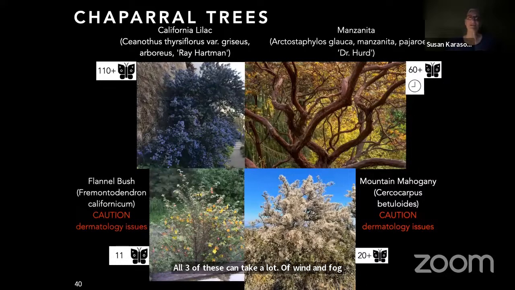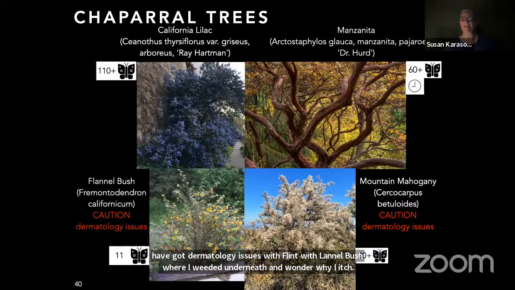And chaparral trees. So there are tree forms of the California lilac. There's tree forms of the manzanita. The mountain mahogany and the flannel bush, these are all great. I have got dermatology issues with flannel bush, where I weed it underneath and wonder why I itch. I hear that mountain mahogany does too. It's a really beautiful plant, but you may have dermatology issues.